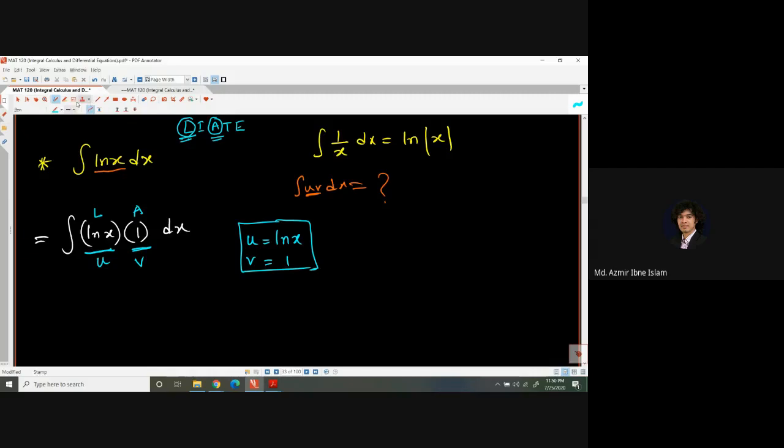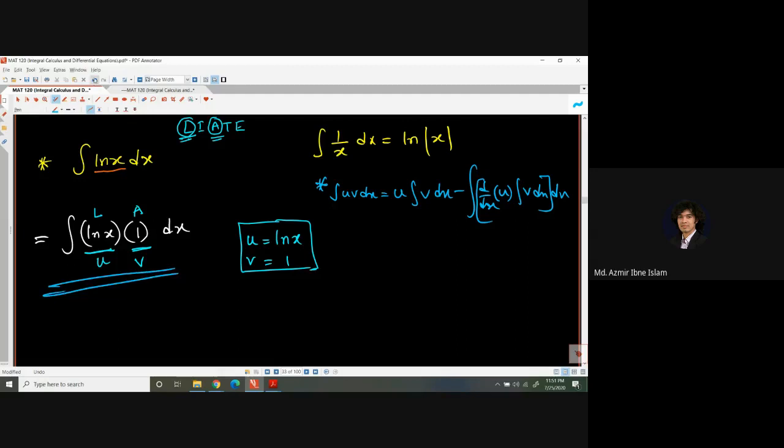So let's again write down the formula so that we can easily find the antiderivative. So the integration of uv dx is u times the integration of v dx, negative the integral of the differentiation of u times the integration of v. Okay, so using this concept, let's try to find the antiderivative for this integral.